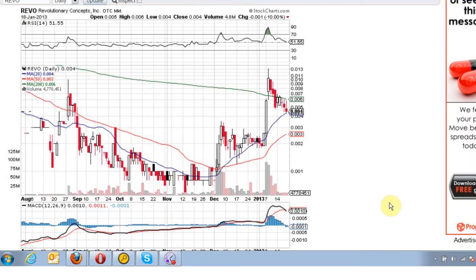We have Revolutionary Concepts stock chart up, and on the left here you can see it says MA 20 .004. That's moving average 20-day, and that's the value. Okay, so 0.004 is the 20-day moving average. What does that mean? It means that 0.004 is the average closing price of the stock in a 20-day period of time.